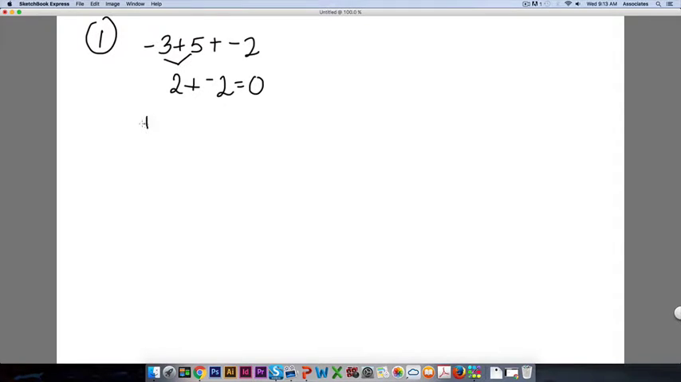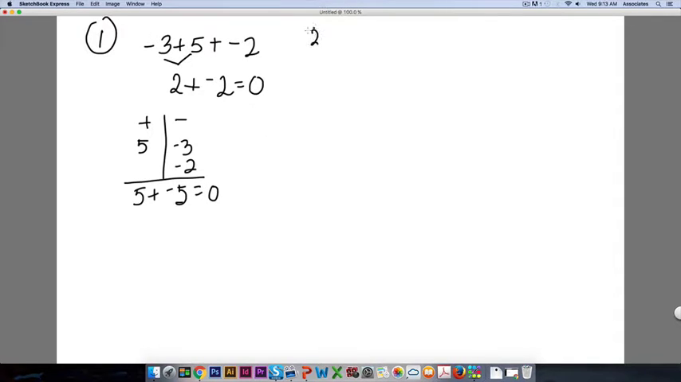Or we could have decided to put the positives in one column and the negatives in one column. So we had a +5, we had a -3, and a -2. Let's add up the columns. So we get 5 on this side plus a -3 and a -2 is a -5. Again, they're opposites, same number, opposite in sign. The answer is still 0.